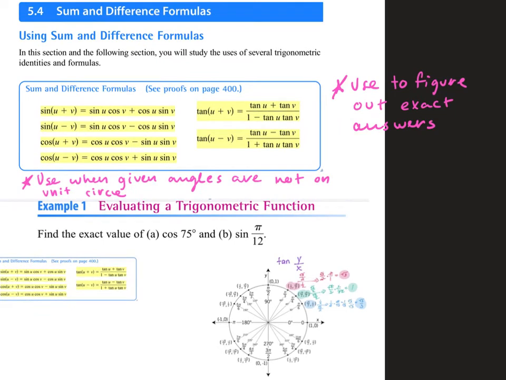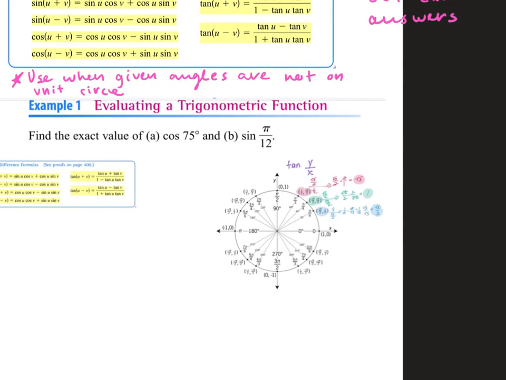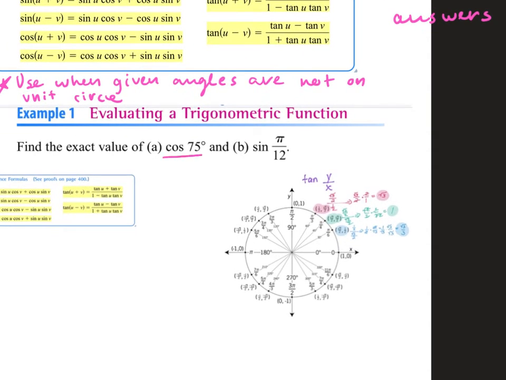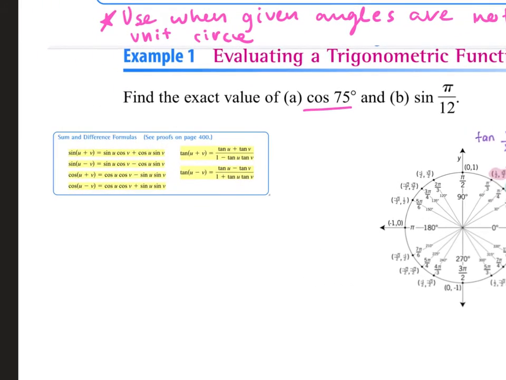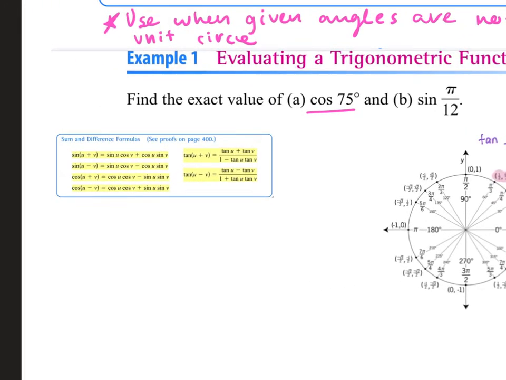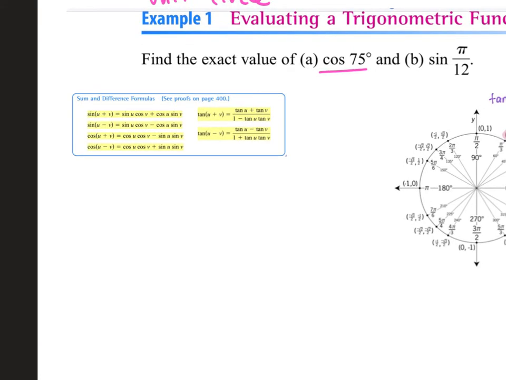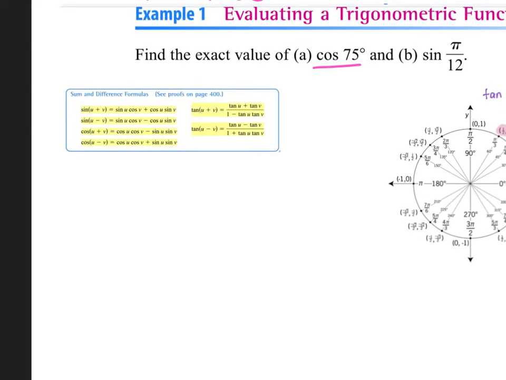So looking at the first question, the cosine of 75, we could put this into our calculator and find what the cosine of 75 is, but it's going to be some decimal, and that's not an exact answer. So what we do is figure out which combination of two angles on the unit circle we have here, and we plug it into our formula. So what are two angles that we have on the unit circle that add up to 75? 45 and 30.